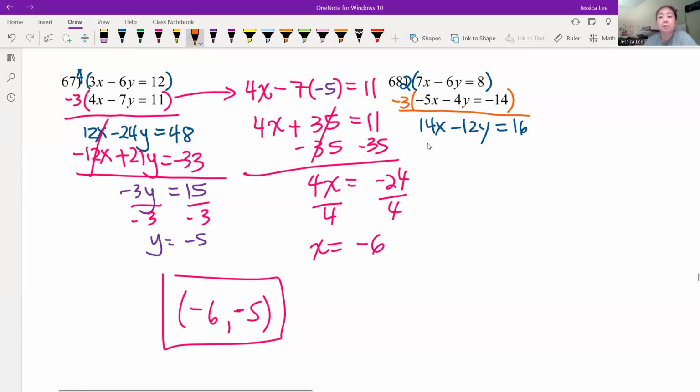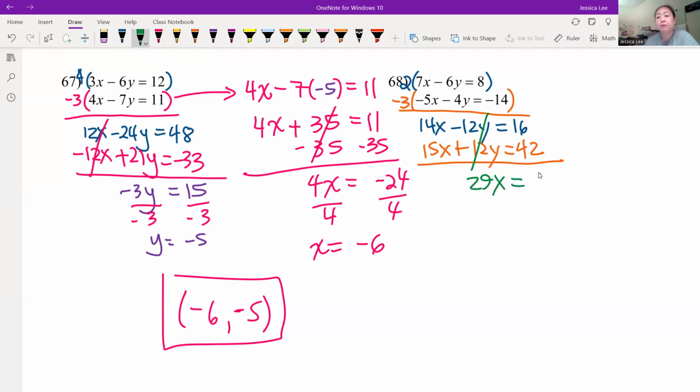And the bottom is going to be positive 15x plus 12y is equal to 42. All right, we're going to see, oh look, the y's cancel out. So we have the x's. 14 plus 15 is 29. 29x is equal to 58. Divide by 29 on both sides. And we get x is equal to 2.